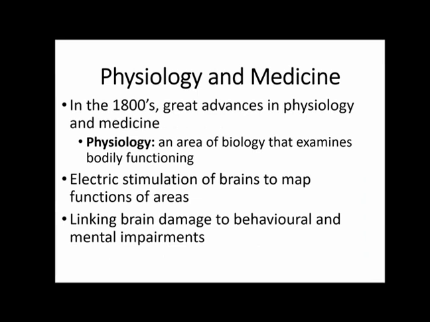And so we're going to jump ahead a little bit in time, and we're going to come to sort of our next big revolution in the field. And still, psychology doesn't exist as it does now. There isn't a field called psychology at this point, but we're going to look at physiology and medicine, which helped psychology get to where it is today. And so we're looking at about the 1800s, when we started seeing a lot of advances in physiology and medicine.